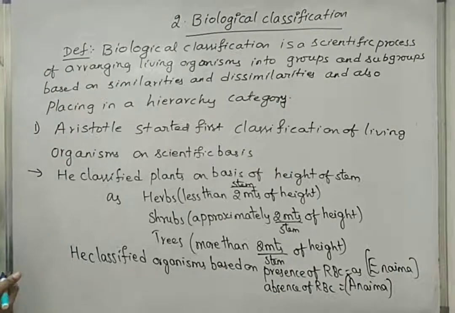Aristotle also classified animals into 3 different categories, that is air dwelling, meaning air living, water living, and land living organisms. It means that this classification of animals is based on habitat.